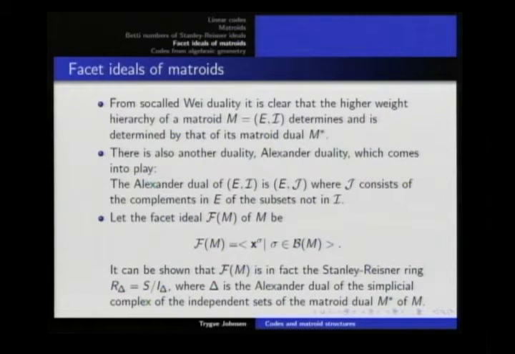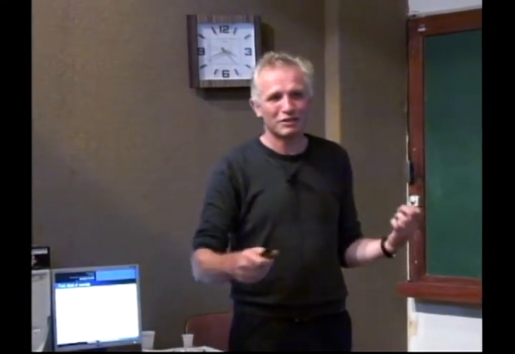That's something completely different from what we have seen. Then it turns out that the facet ideal of M is in fact the Stanley-Reisner ring of another simplicial complex, which turns out to be the Alexander dual of the simplicial complex of the matroid dual of the original M. So there are two different kinds of duality which do not altogether give you the same thing back.